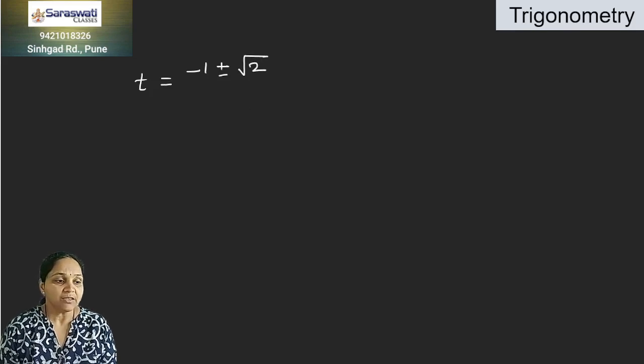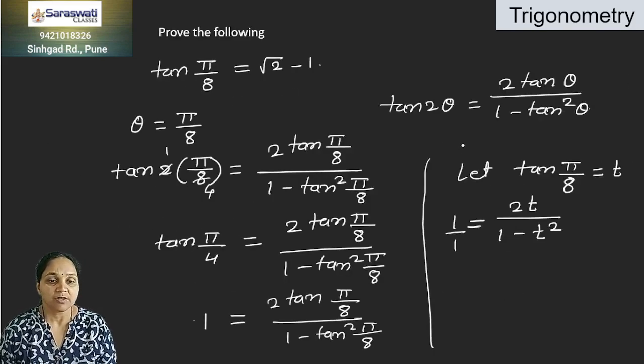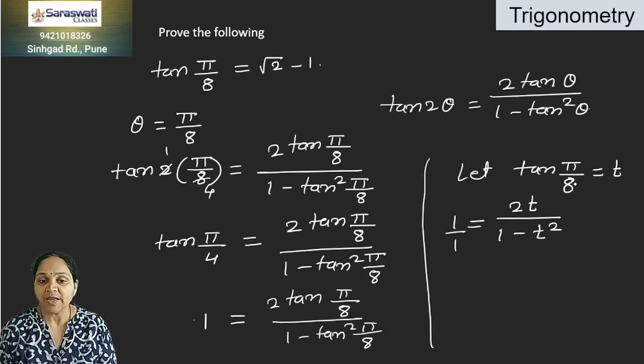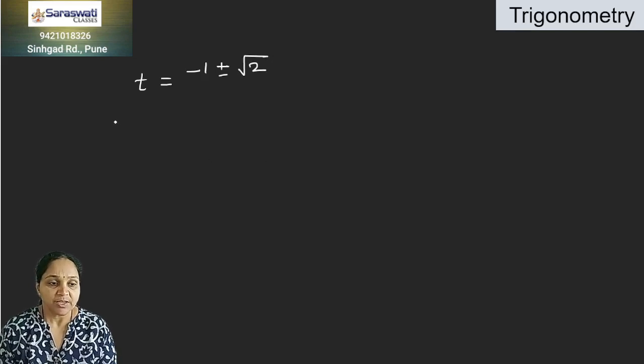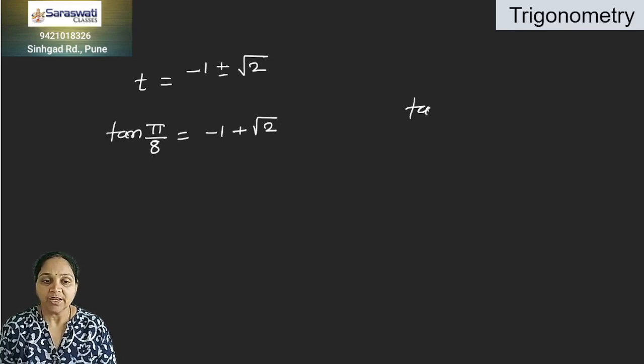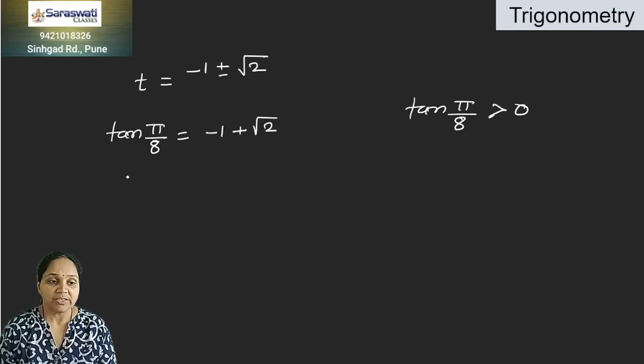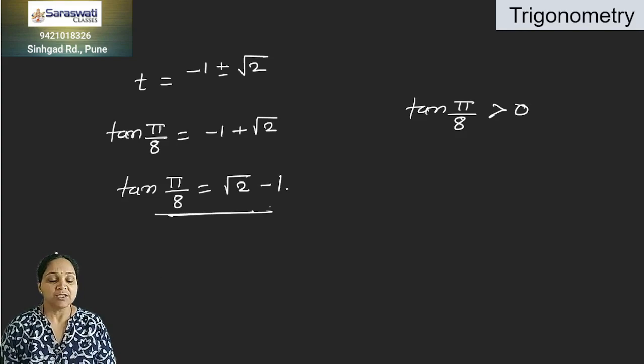Now see, t is actually tan pi by 8. That means angle pi by 8 lies in the first quadrant, and tan is positive in that first quadrant. Therefore, here tan pi by 8 is equal to minus 1 plus root 2. Tan pi by 8 is positive. Okay, got the reason? And hence tan pi by 8 is equal to root 2 minus 1, and hence it is proved.